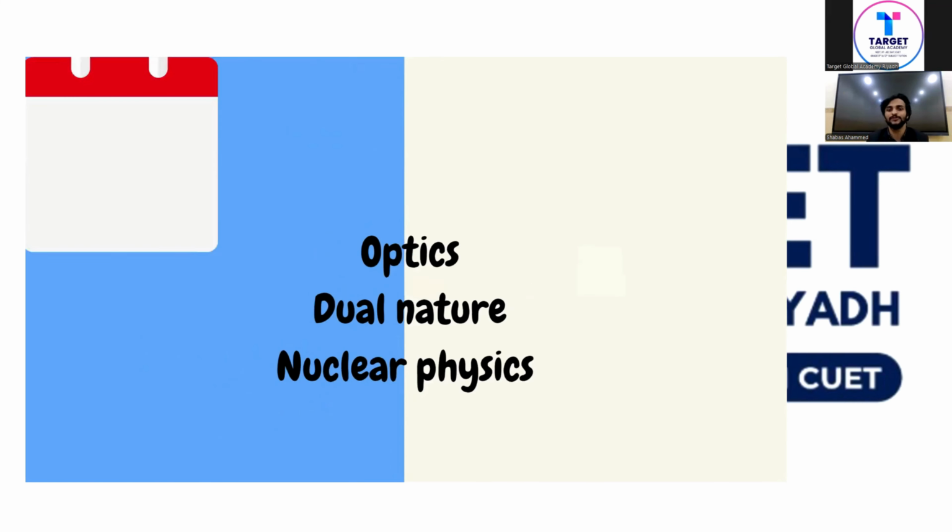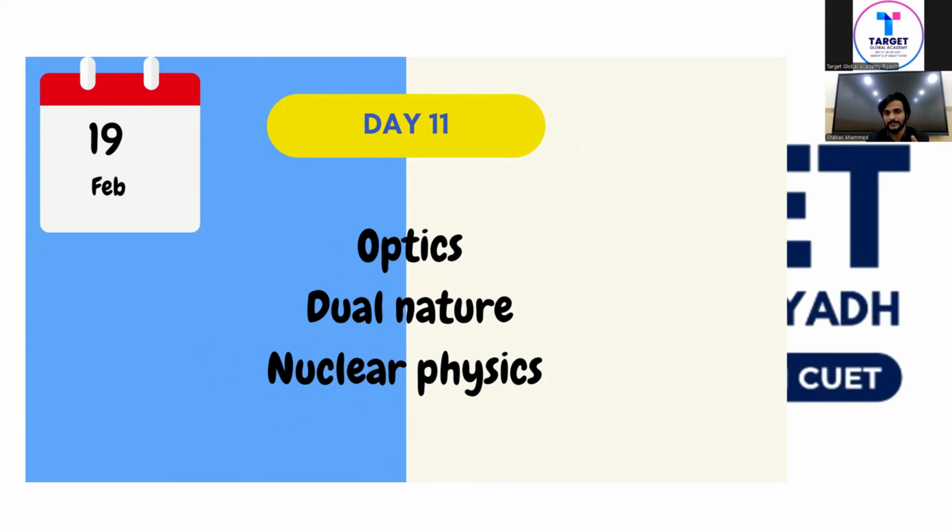Now on the next day we are choosing optics. On optics, that means electromagnetic waves, ray optics, wave optics. Then dual nature of matter and atoms and nuclei. I'm choosing 5 chapters. So not 5, sorry, 6 chapters are there. You are choosing 6 chapters.